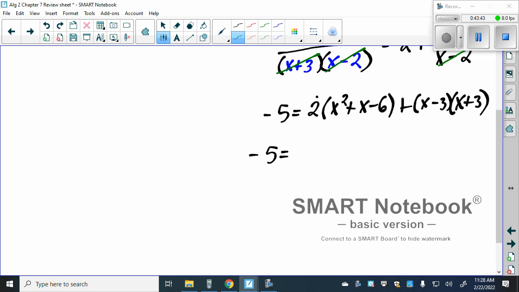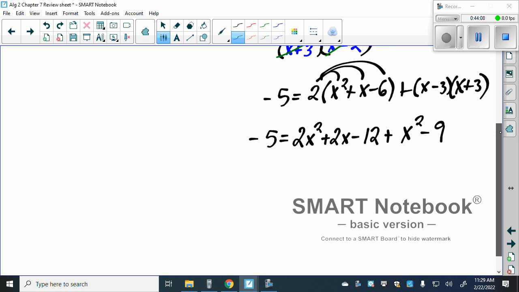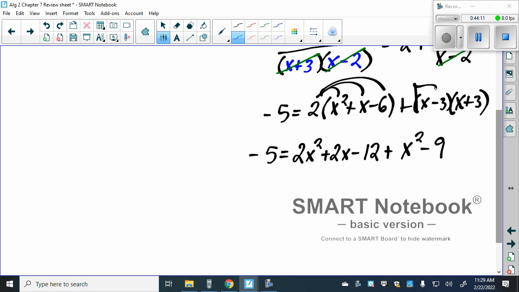Now our next main step is going to be to distribute. Here the 2, which would give us 2x squared plus 2x minus 12. Well, the x plus 3 times x minus 3 is x squared minus 9. Realistically, x plus 3 times x minus 3 are the factors for a difference of perfect squares, so we can go the other way around. If you wanted to, you could multiply those two together and you would get there. It would just take a step to get there.